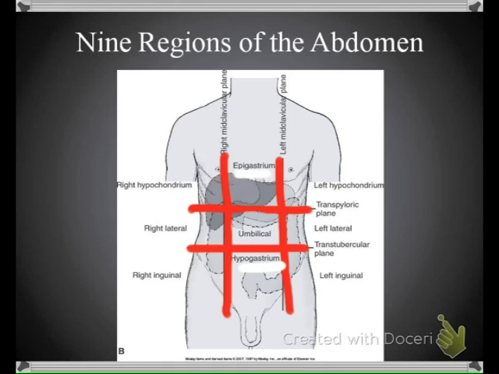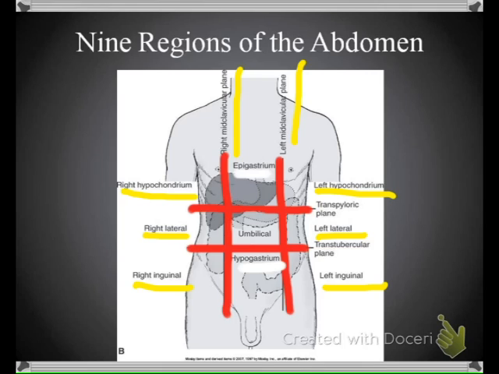To the right of the umbilical region is the right lateral, and to the left is the left lateral. Above the right lateral is the right hypochondrium, and below the right lateral is the right inguinal. This follows much the same pattern for the left side, with above the left lateral being the left hypochondrium, and below is the left inguinal. We see that the body can be divided into right and left sections by the right midclavicular plane here and the left midclavicular plane. So that divides us into sections here.